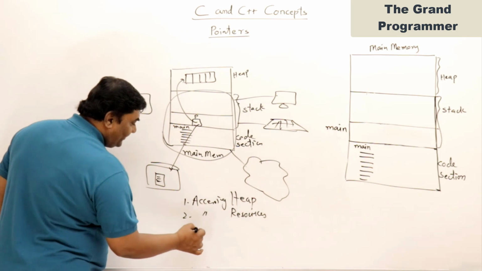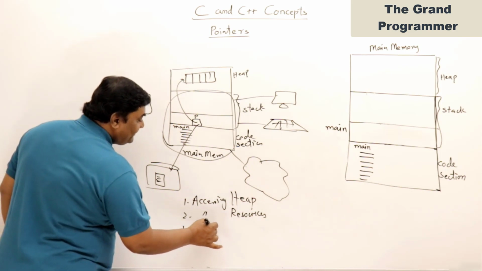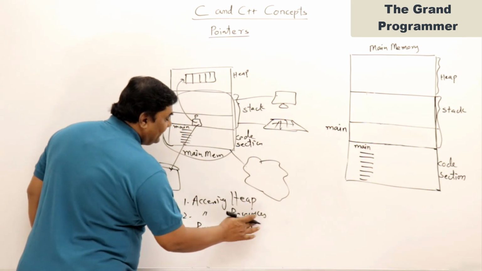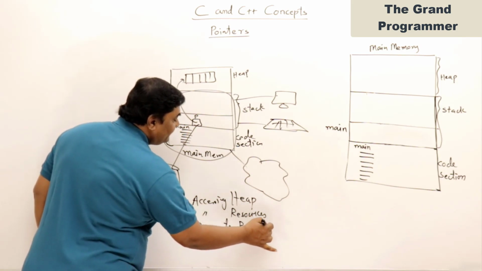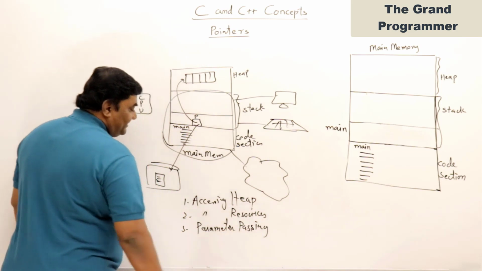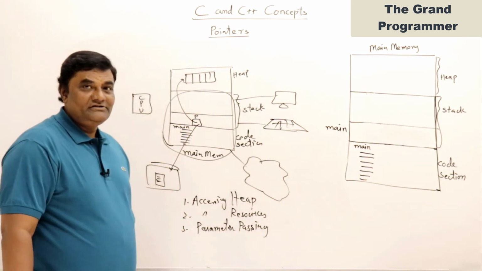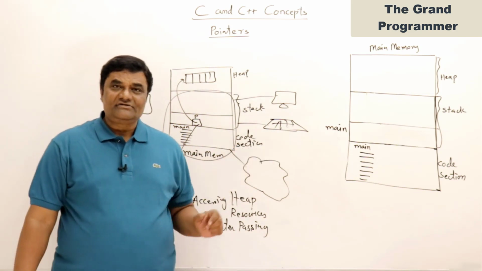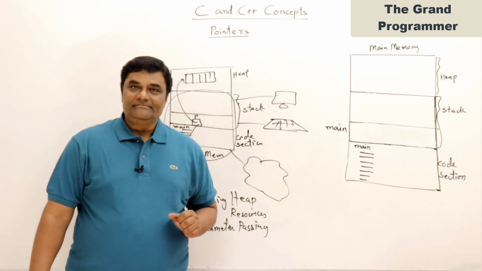And third, pointers are used for parameter passing also. This I will be explaining afterwards, how pointers are useful for passing parameters. So these are the major usages of pointer: accessing heap, which is like a resource, accessing other resources, or parameter passing.